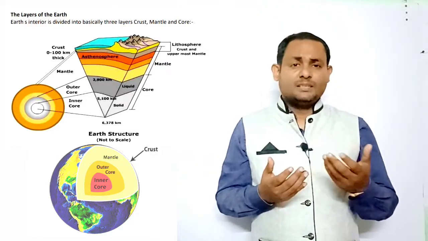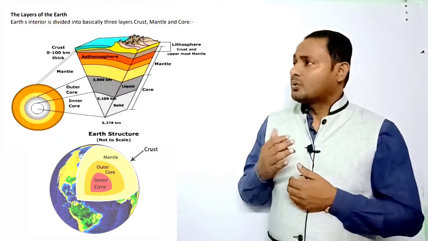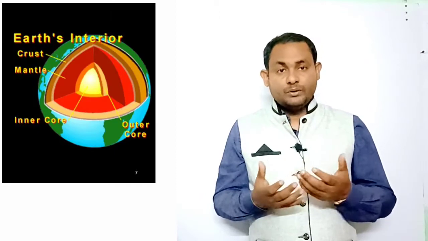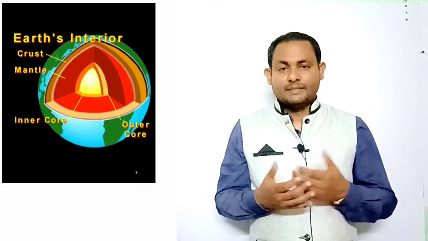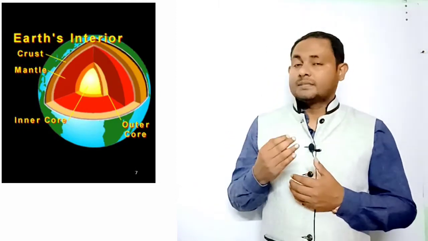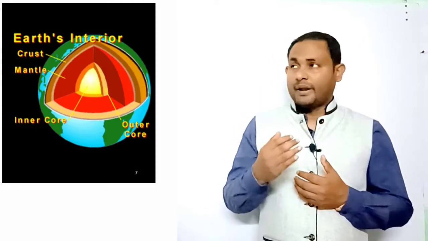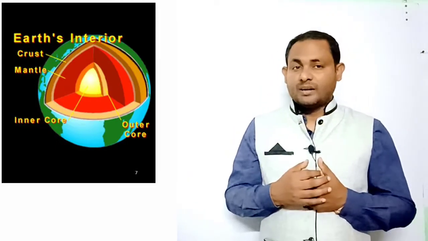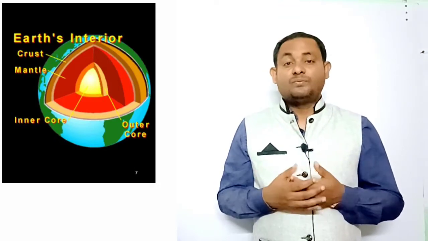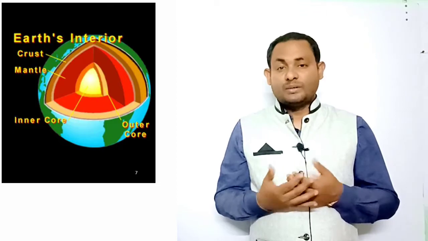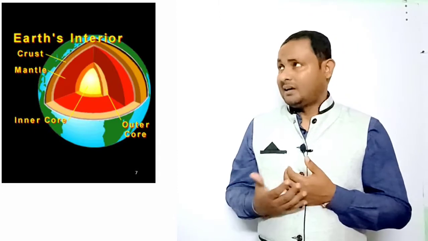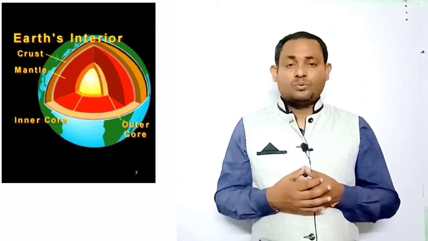Next I talk about the core. Earthquake wave velocities have helped in understanding the existence of the earth's core. The innermost layer surrounding the earth's center is called the core, which is about 3,500 km in radius. The core-mantle boundary is located at a depth of 2,900 km. The core consists of two sublayers. The outer core is in the liquid state, while the inner core is in the solid state.